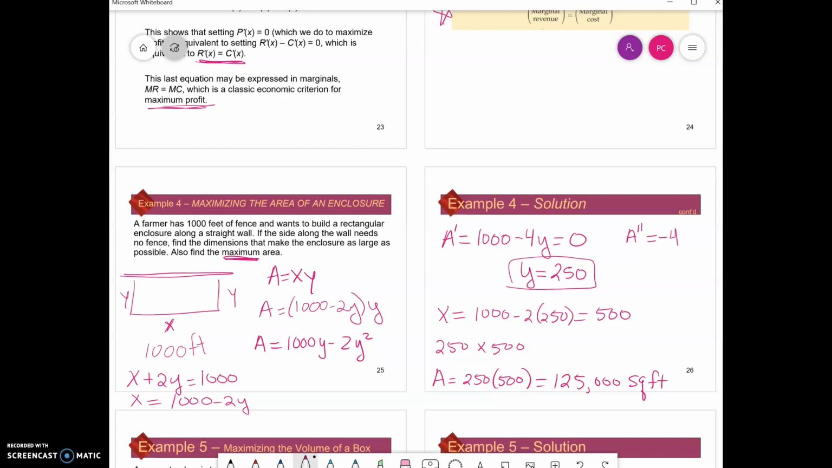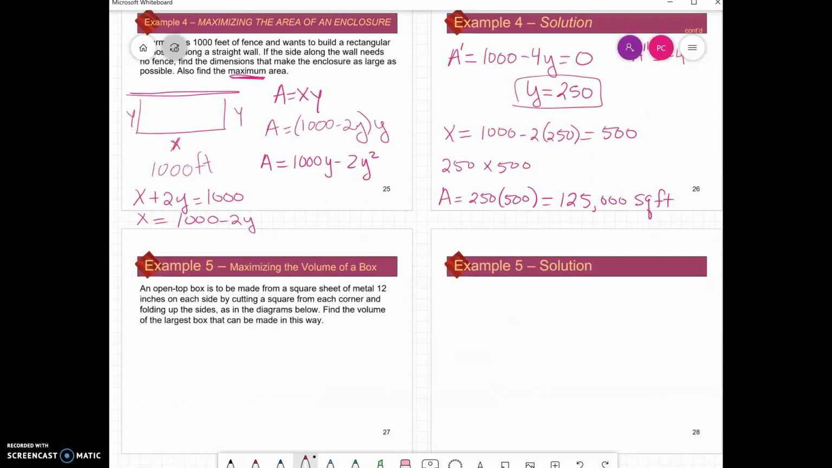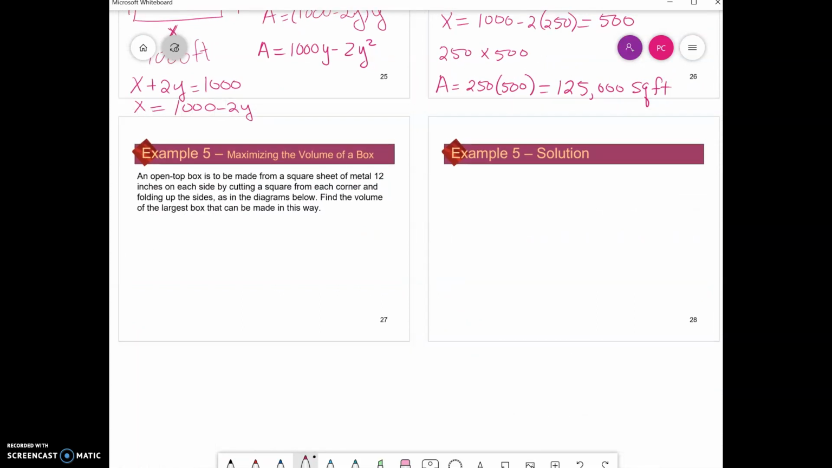All right, so let's look at the next example, the last example. An open top box is to be made from a square sheet of metal 12 inches on each side, by cutting a square from each corner and folding the sides up. So we have a square that they're going to cut a square out of.